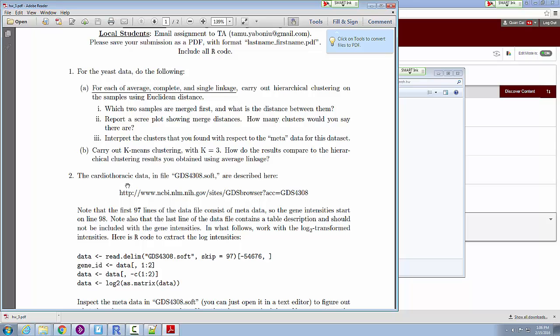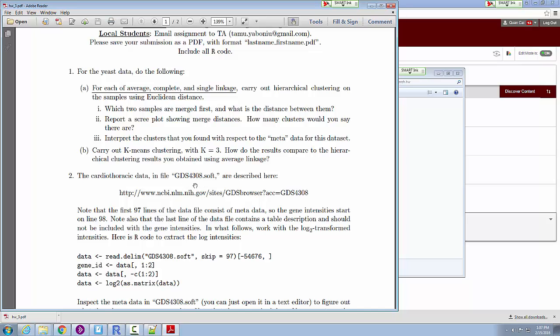And the other is microarray data, which I'm calling the cardiothoracic data. So on eCampus, I describe them as cardiothoracic. Click on cardiothoracic and then download the data. The actual data file is called gds4308.soft.